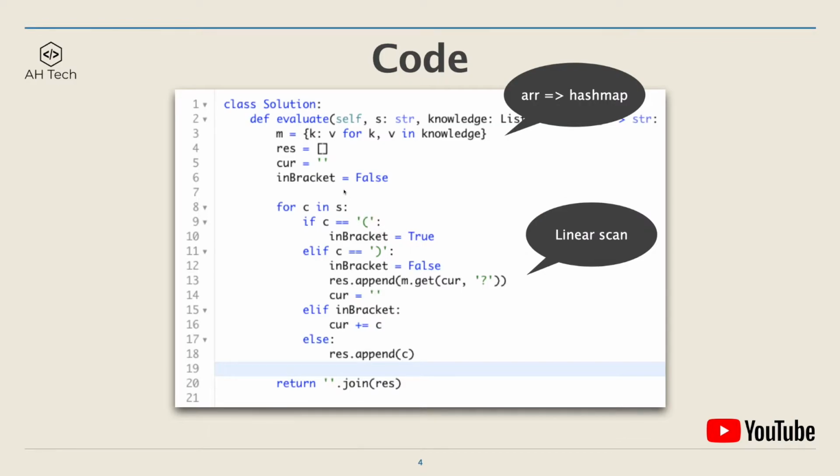And next, we will iterate through the input S, and there are different conditions. When we hit the left or right brackets, the in_bracket flag will be updated, and current or a question mark will be appended to res accordingly. And when we are inside a bracket pair, we will just append the letter into current. Otherwise, we will append the character into the res array. And at the end, we will concatenate all the characters and strings in the res array and then return it as a whole string. Now let's see the code in action.